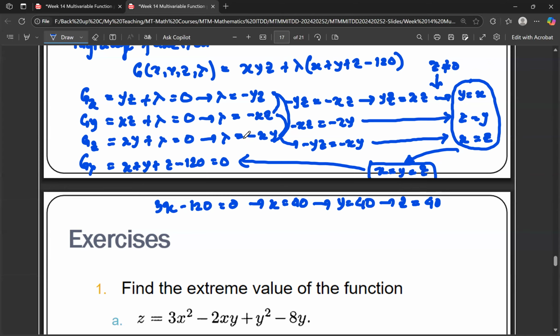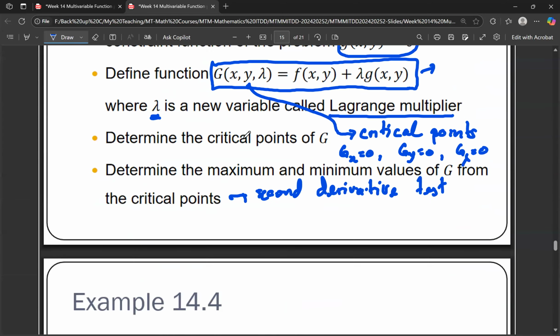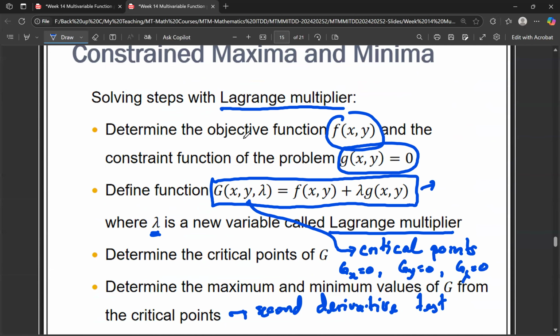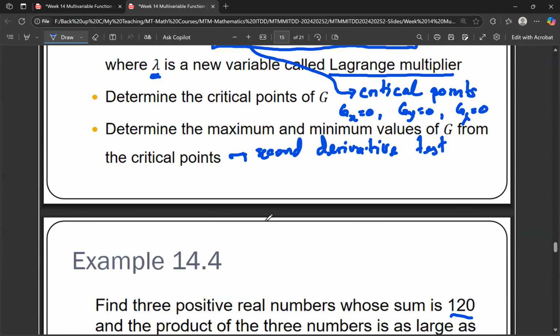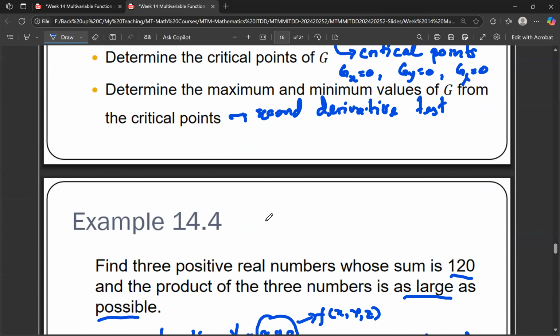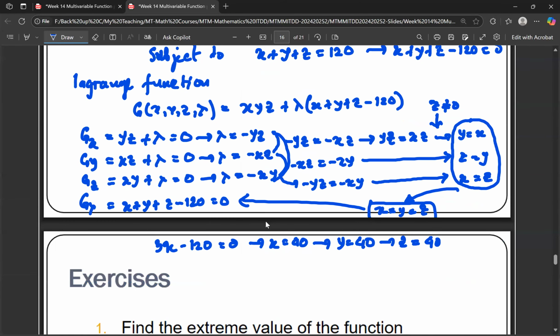If we find the maximum or minimum by using the Lagrange function, we don't need to use the second derivative test, because the conclusion must be extreme values. So we don't need to do a second derivative test.